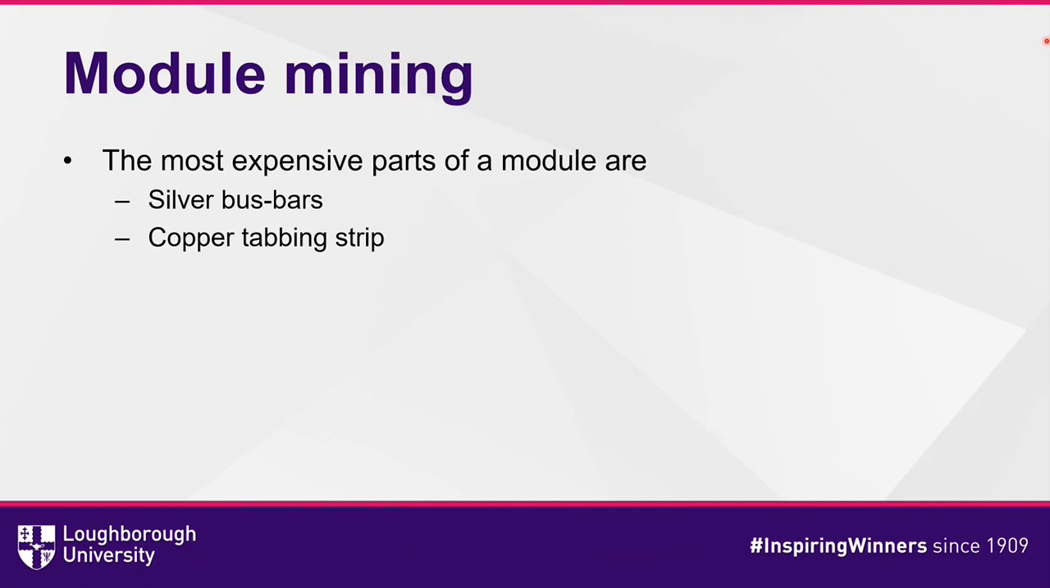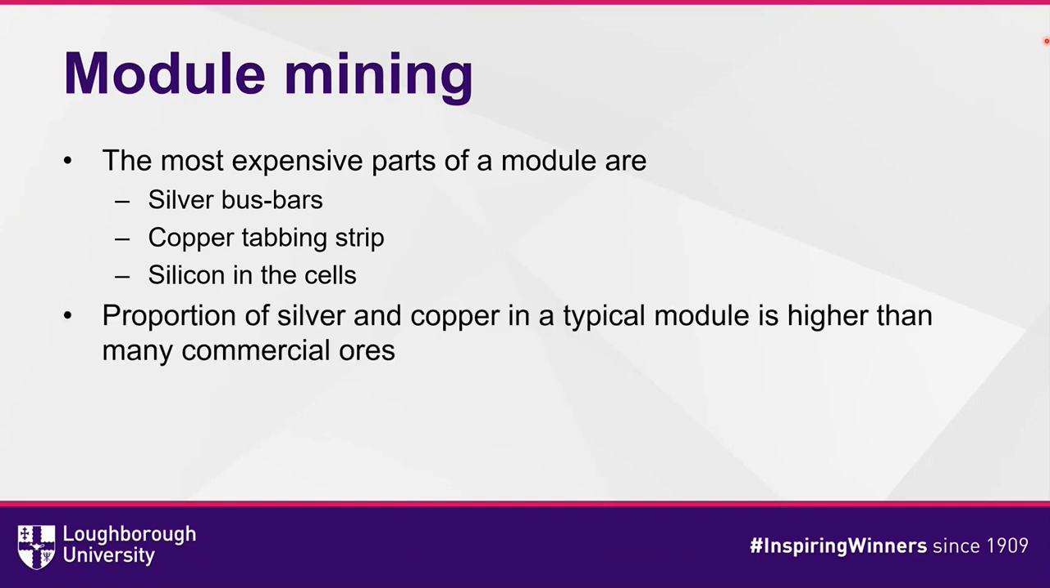The tabbing strip, that copper metal coated with the solder, is again quite valuable, and there's a relatively high proportion of that within your module. And then of course there's the silicon itself. Arguably the silicon cells are the most expensive part of the module, not in terms of the material, but in terms of the amount of effort you have to go to in order to produce them in the first place.